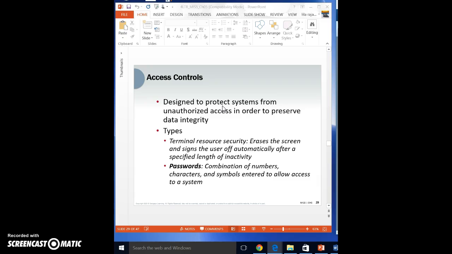Terminal resource security is software which erases the screen and signs the user off automatically after a specific length of inactivity. This method of access control prevents unauthorized users from using an unattended computer to access the network and data. And password, most of us know what that is: a combination of numbers, characters, and symbols that is entered to allow users into a system. A password's length and complexity determine its vulnerability to being discovered by an unauthorized user.